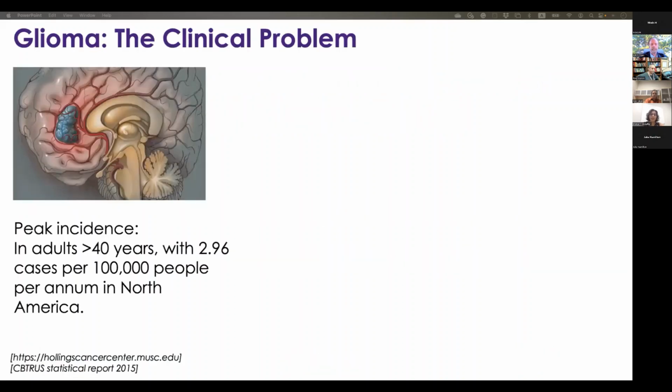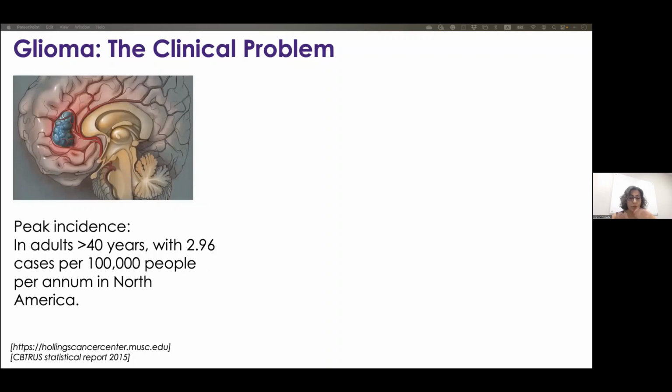Primary and metastatic brain tumors remain challenging to diagnose and treat due to the relentless tumor growth and invasion into normal tissue, which often goes unrecognized. For example, glioblastoma multiforme, or GBM, is the most common and fatal form of primary brain tumor. It has a peak incidence in adults older than 40 years of age, with roughly 3 cases per 100,000 people annually in North America.